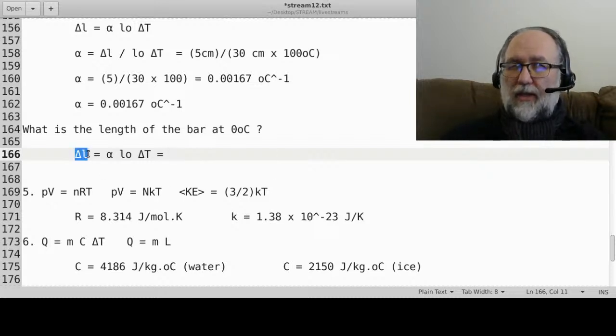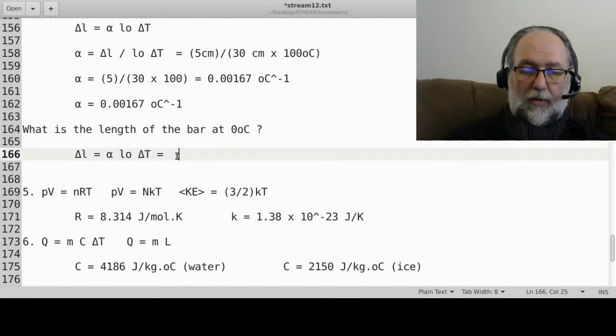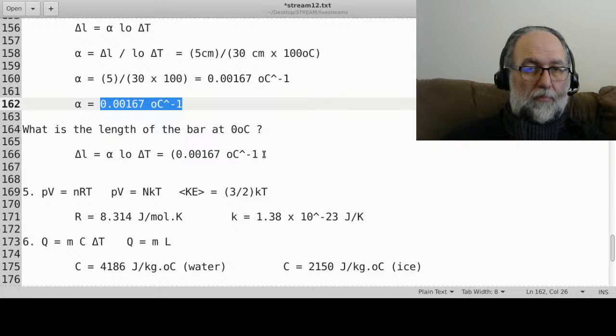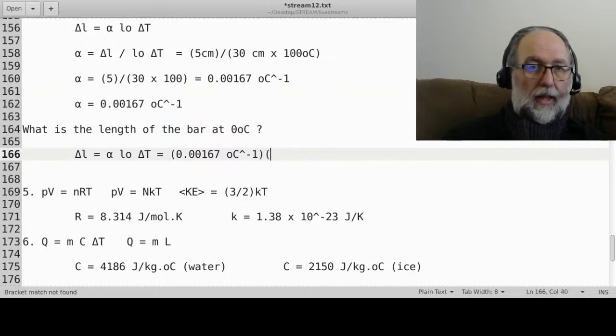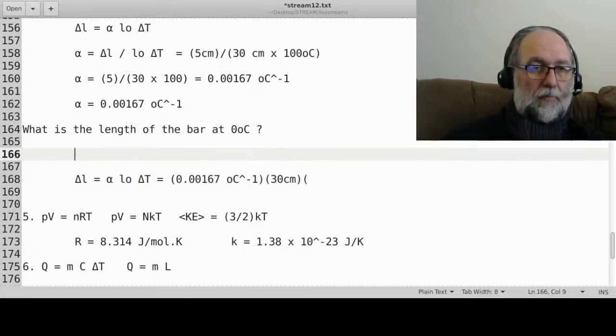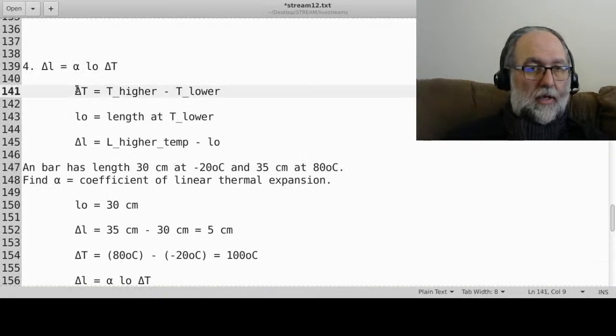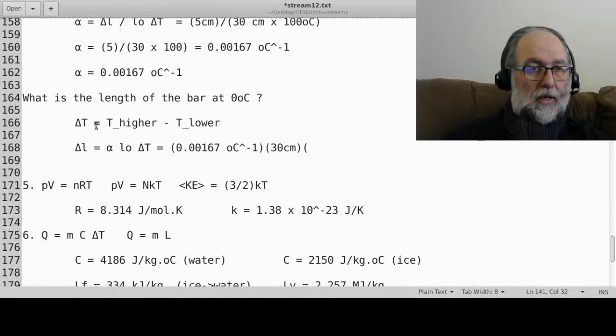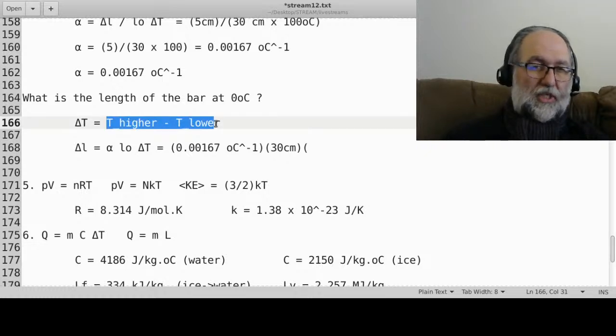So delta L is not the answer. Delta L is how much it expanded over the 30. So alpha, do we know alpha? Well, we do now. Okay, alpha is this quantity right here. All right, and L naught is the 30 centimeters. And delta T is, what's delta T? So delta T in this case, let me do it over here. Think of it not so much as the higher temperature and the lower temperature, but the change in temperature.